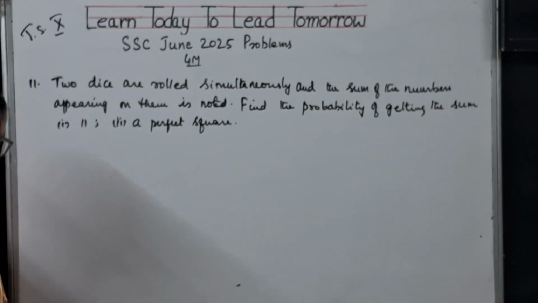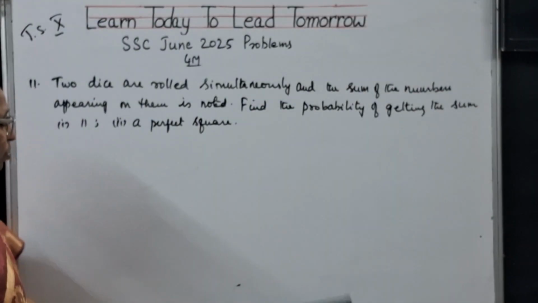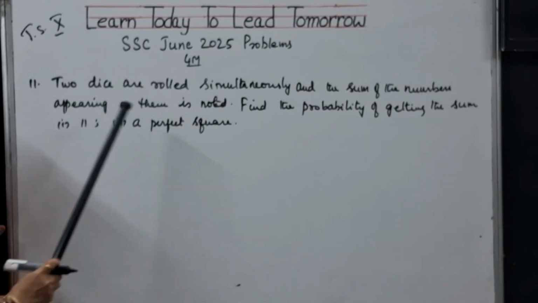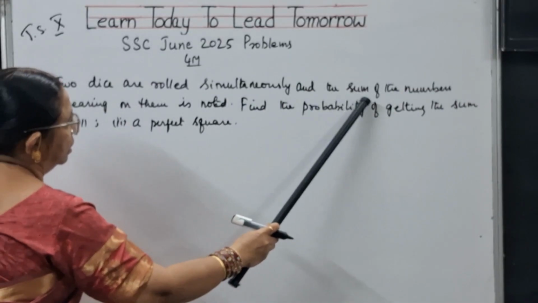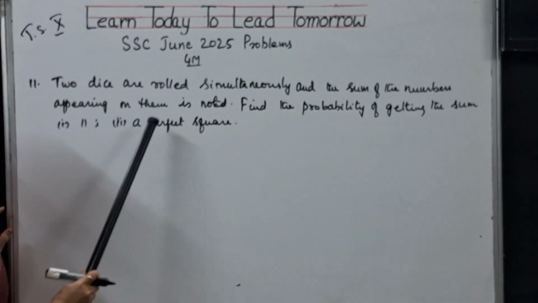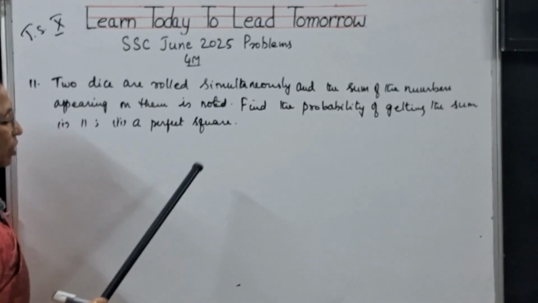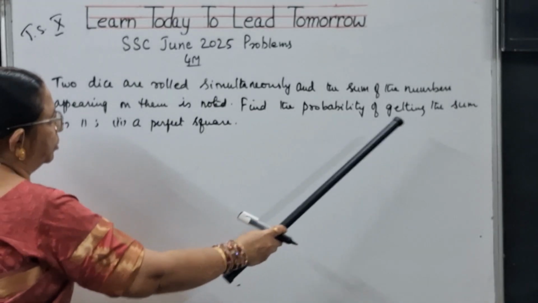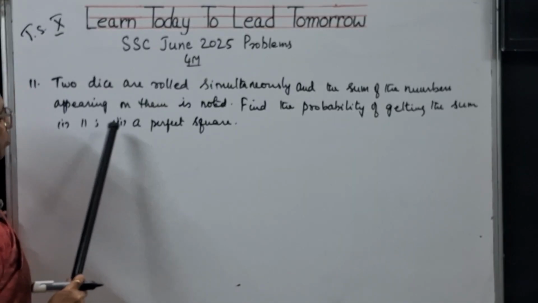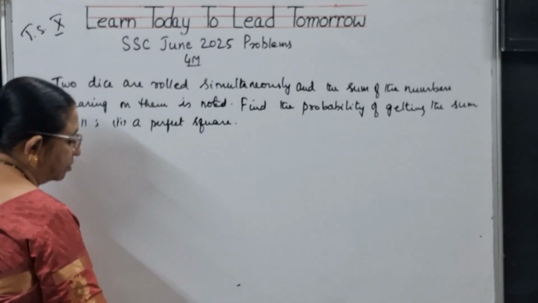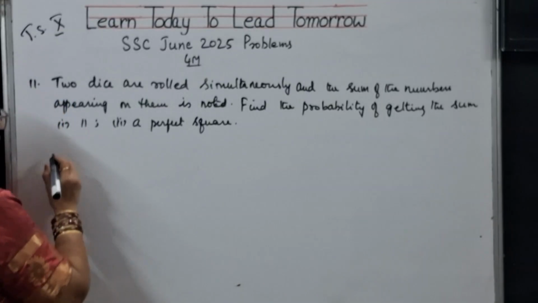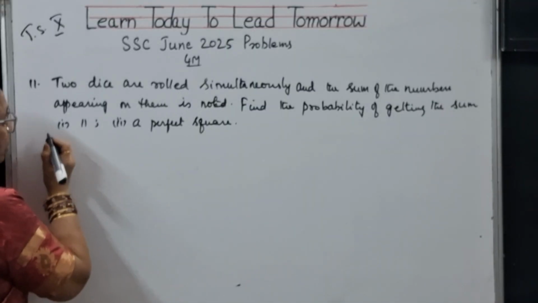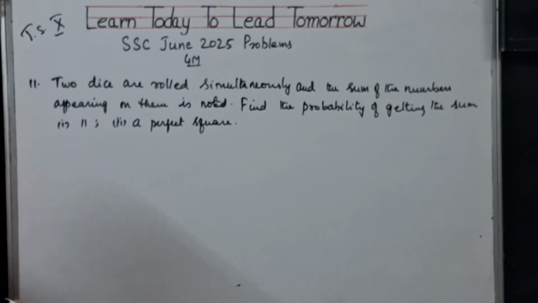Now, children, the next question is: two dice are rolled simultaneously at a time, and the sum of the numbers appearing on them is noted. Means the sum of the two numbers on top is noted. Find the probability of getting their sum as 11 and a perfect square. So let us see what the total number of outcomes is.